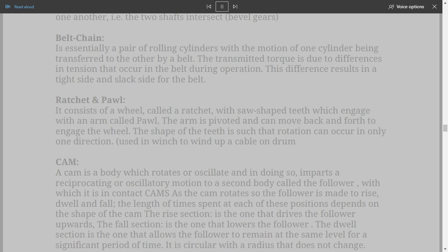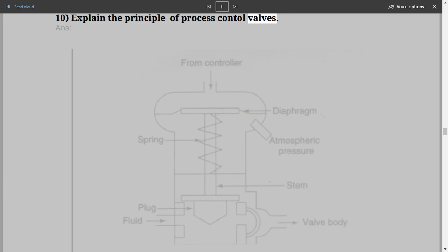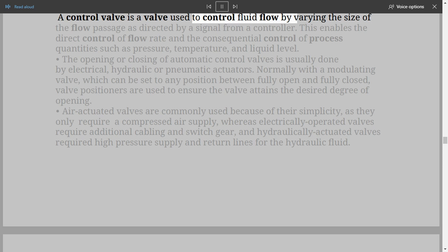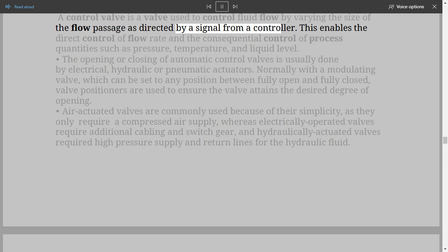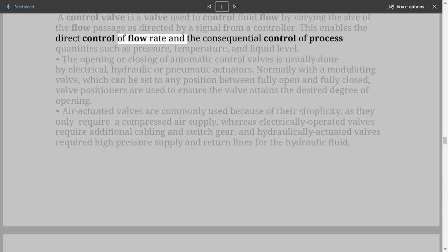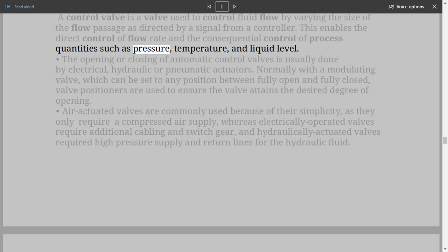10. Explain the principle of process control valves. Answer. A control valve is a valve used to control fluid flow by varying the size of the flow passage as directed by a signal from a controller. This enables the direct control of flow rate and the consequential control of process quantities such as pressure, temperature, and liquid level.